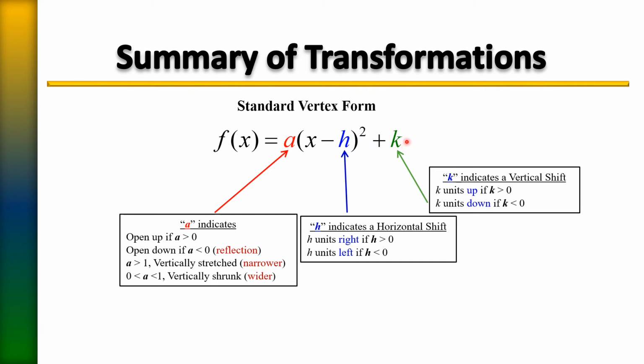Now, if you have a value behind the function, if it's plus some number, that means you're going to shift it up that many units. If it's minus some number in the back of a function, that means you're going to shift that function down that many units.